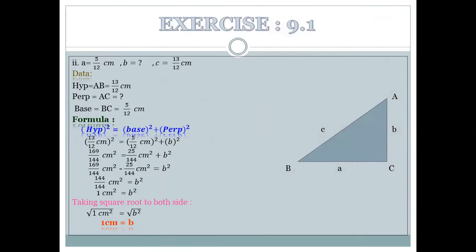Same for part 2. A is given as 5 by 12, C is 13 by 12. The same as we did in part 1, B is unknown. It means that you will calculate the perpendicular, as the hypotenuse and the base are given to you. You will take the square of these two terms, base and hypotenuse, subtract them, and after taking the square root, you will get the value of the perpendicular, which is B, and the answer is 1 centimeter.